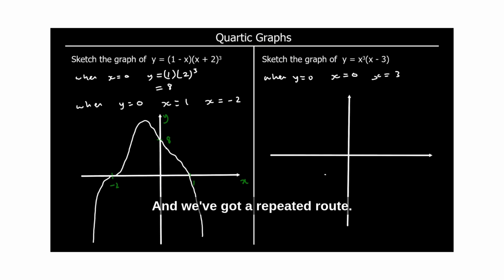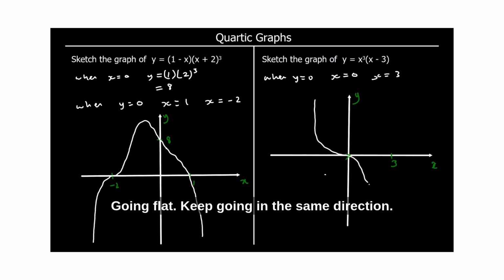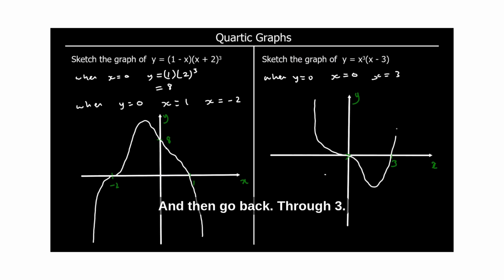And we've got a repeated root at 0. And it's going to go flat and then keep going in the same direction. So we have coming down, going flat, keep going in the same direction, but then go back through 3.